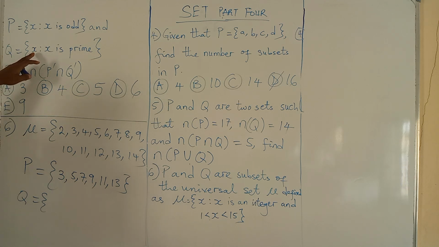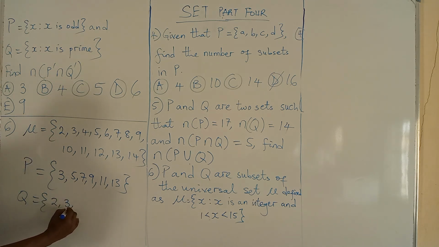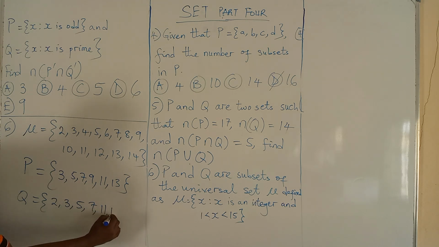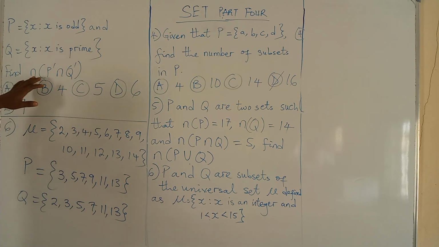Q is a set of x such that x is a prime number. The first prime number that we have there is 2. We have 3, 5, 7, 11, and we have 13. Those are the prime numbers in the universal set. Remember, all the elements in P and Q are gotten from the universal set. So we are asked to find the cardinality of P complement intersection Q complement.